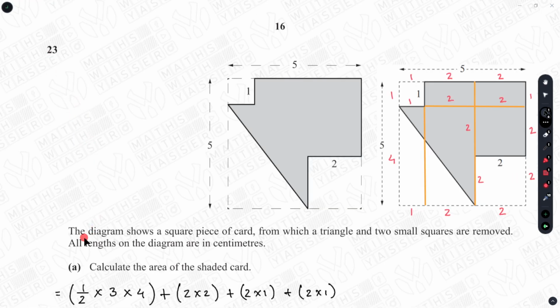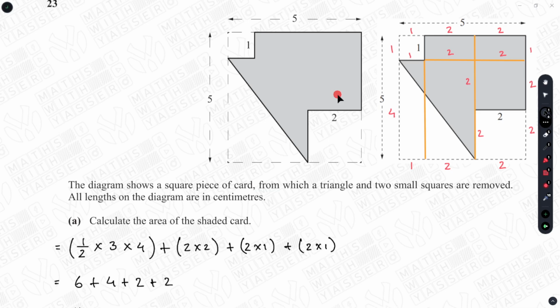Question number 23. The diagram shows a square piece of card from which a triangle and two small squares are removed. So from this diagram, a triangle and two squares have been removed. All lengths on the diagram are in centimeters. Calculate the area of the shaded card. I have drawn the diagram again and labeled the lengths which were not here initially.